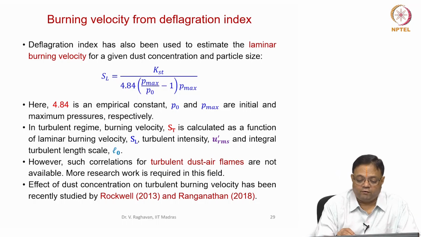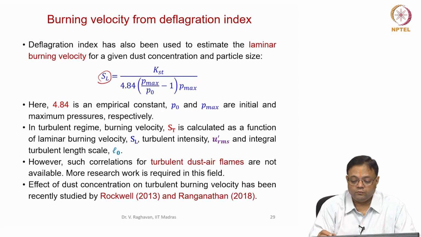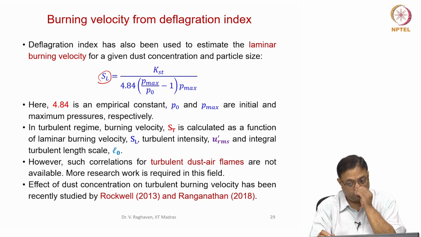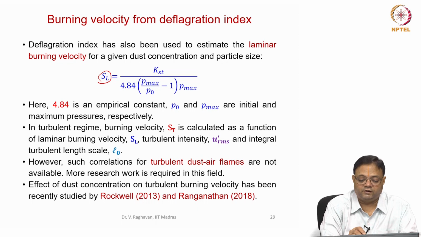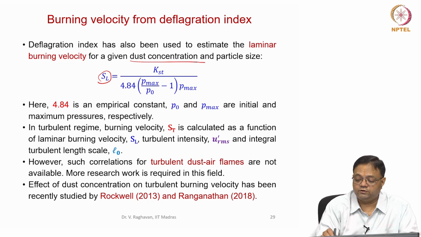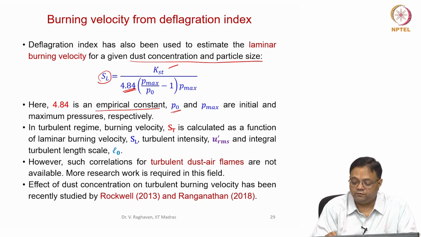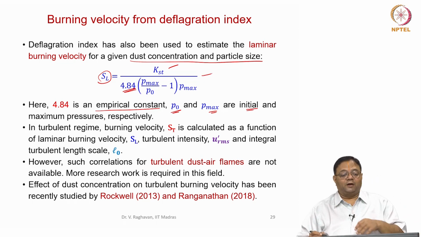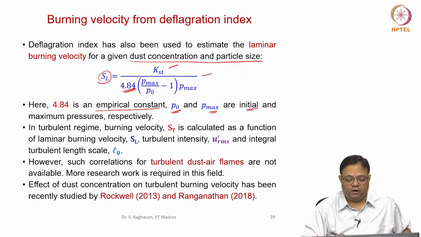So, the burning velocity SL, after determining the KST and Pmax, can be determined by using a simple expression. The deflection index can also be used to estimate the laminar burning velocity for the given dust concentration and particle size. KST divided by 4.84, which is an empirical constant, into Pmax by P naught, where P naught is the initial pressure and Pmax is the maximum pressure, minus 1, into Pmax. So, this is the simple correlation used to get an estimation of the laminar burning velocity.